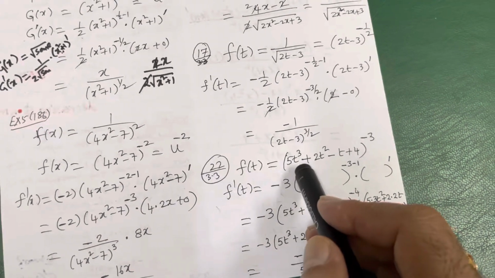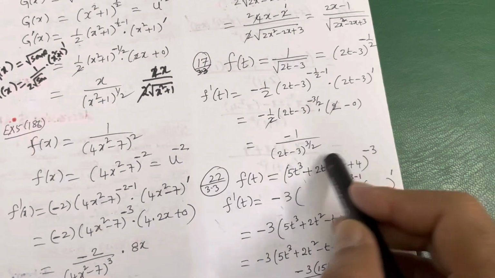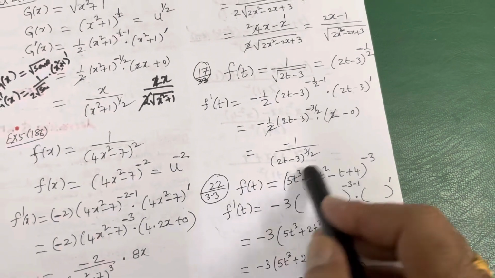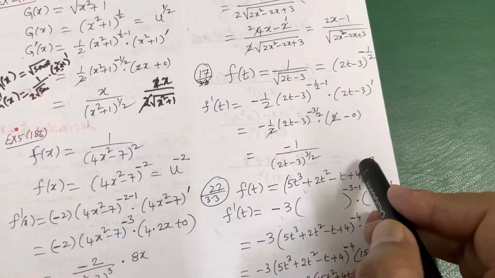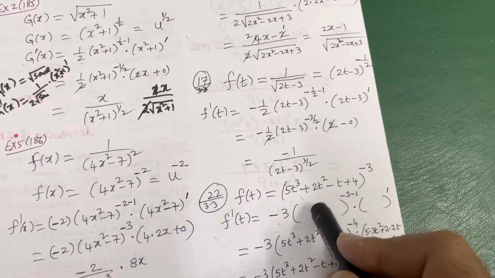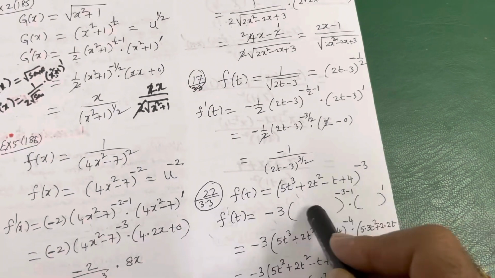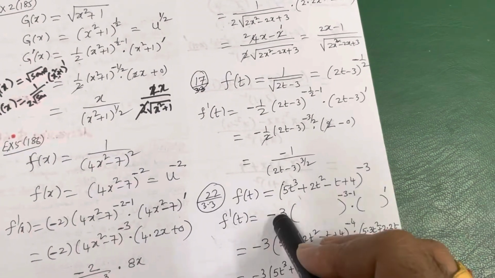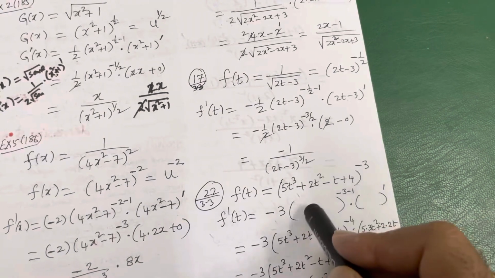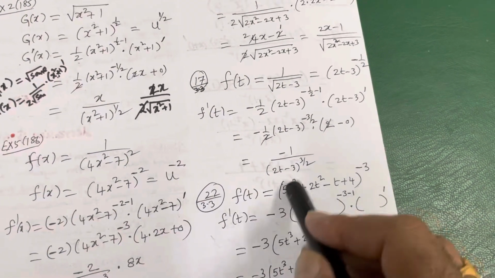f(t) is equal to 5t cube plus 2t square minus t plus 4, whole power minus 3. So read this as something. Don't look inside. Something to the power minus 3. Whose power, whose derivative. The same thing will come here, the same thing will come again here, and the derivative of the same thing multiplied, whatever quantity you write here. The same thing you should write here, its derivative. That is this. This is u.